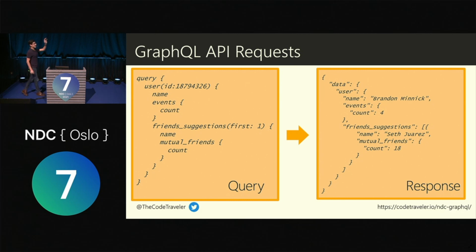Now, yes, this is a JSON response, but if you look closely, this query is not JSON. It looks kind of like JSON, but if you look a little closer, you'll see there's no double quotes. We don't have the field name, colon, value. This is our query language. So this is where the QL in GraphQL comes in.